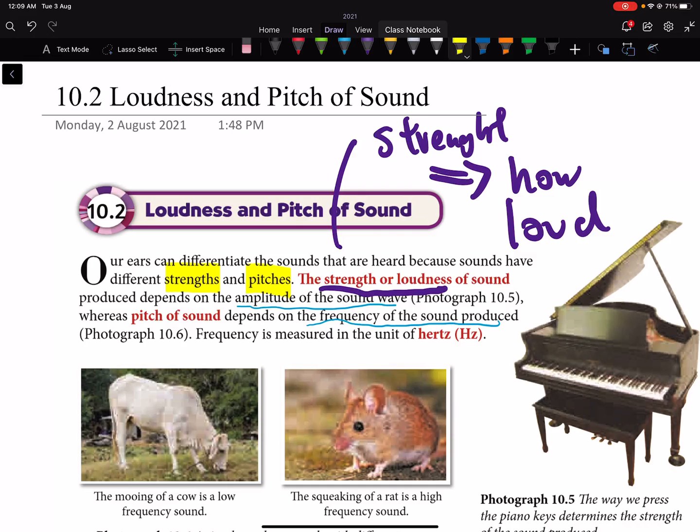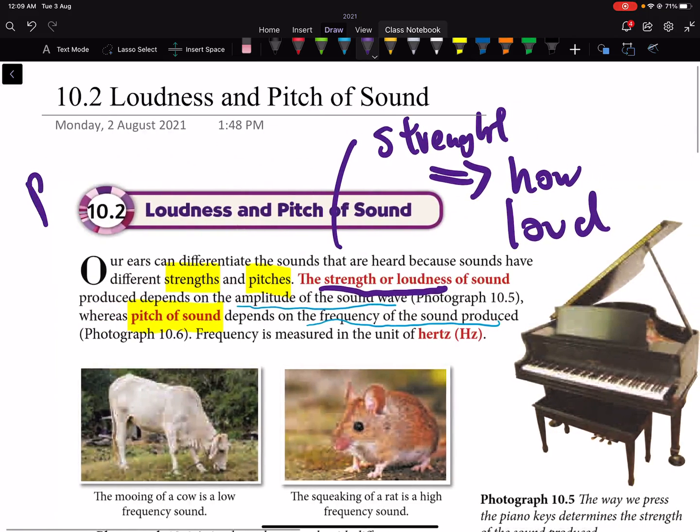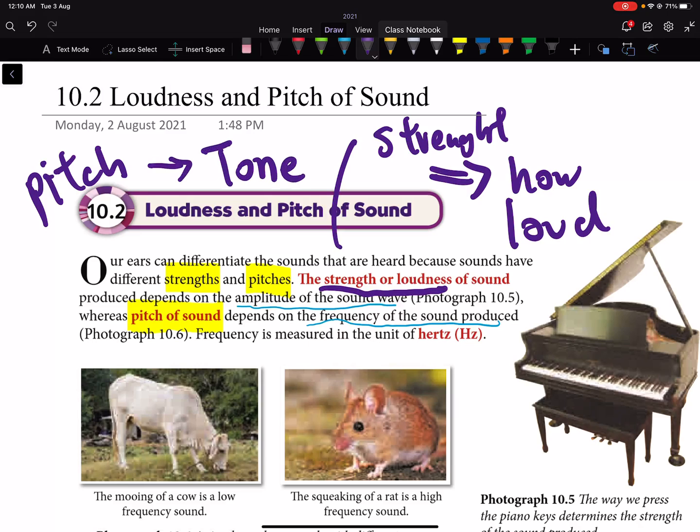Now something that you may not be too familiar with is the pitch of sound. What does pitch mean? Basically, it is the tone of the sound. So you can have very high pitch. This is not very high, but it's higher for me. Or very low pitch. This is pretty much as low as I can go. So you have high pitch and you have low pitch. That is how it sounds.